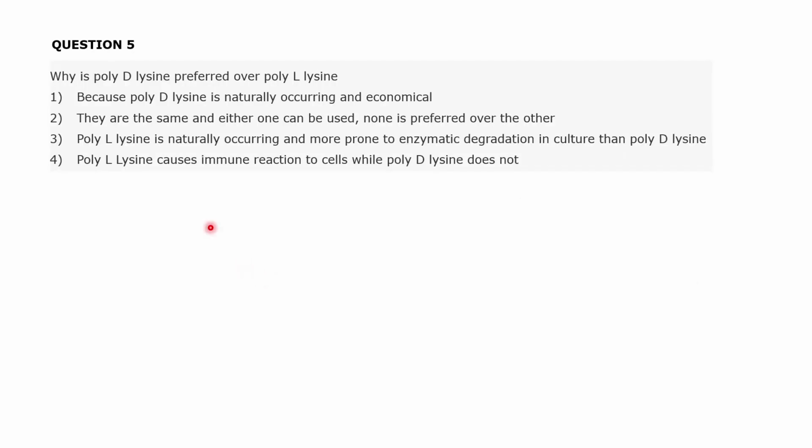So coming down to question number 5. Why is poly D lysine preferred over poly L lysine? First option: because poly D lysine is naturally occurring and economical. Second: they are the same and either one can be used, and none is preferred over the other. Third: poly L lysine is naturally occurring and more prone to enzymatic degradation in culture than poly D lysine. Fourth: poly L lysine causes immune reaction to a cell, while poly D lysine does not. Which might be the answer?